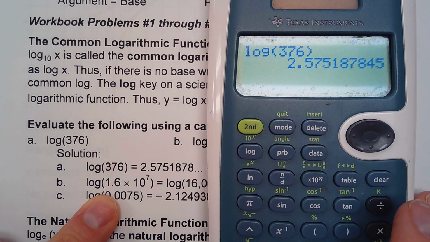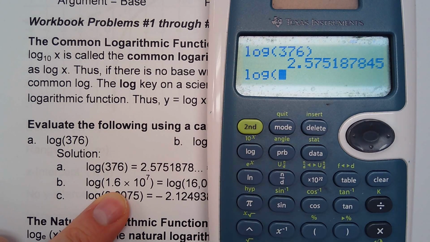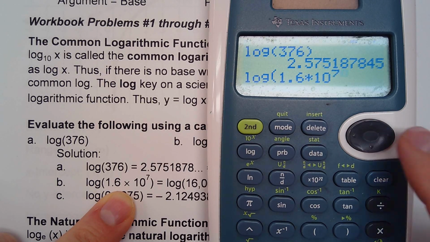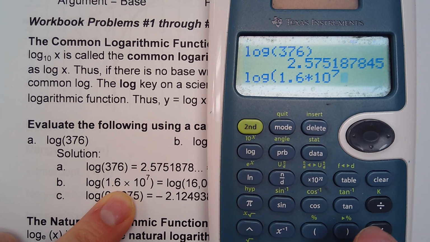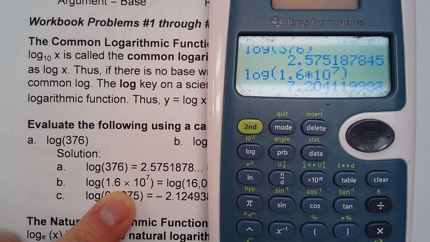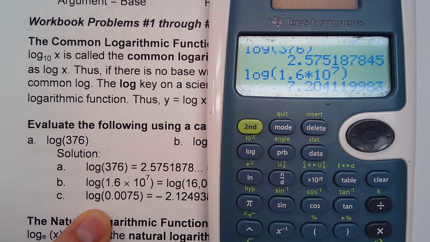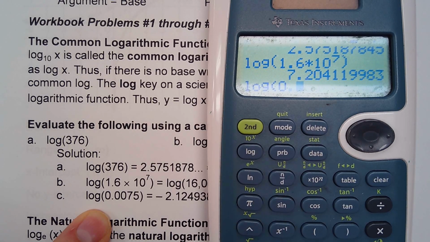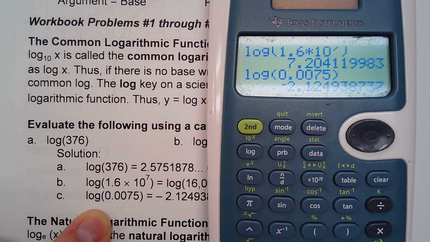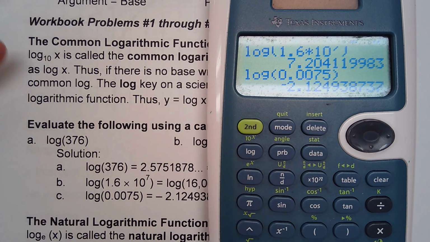B here is written in scientific notation, so we do log. I type 1.6, and now I do have this times 10 to the n key, so I'll do that. Put my 7, hit my right arrow key, and then close the parentheses. So that's 7.2, and so on. Again, you would then round off to whatever place value it is. So let's try this last one, log 0.0075. Get negative 2.12, and so on. And then you again round off to whatever place value.